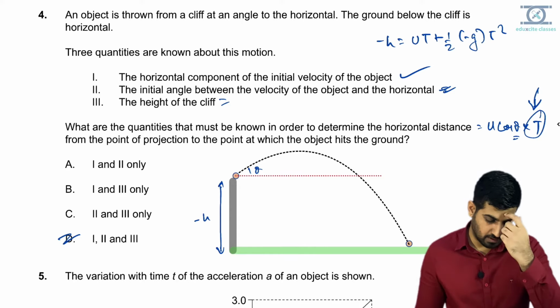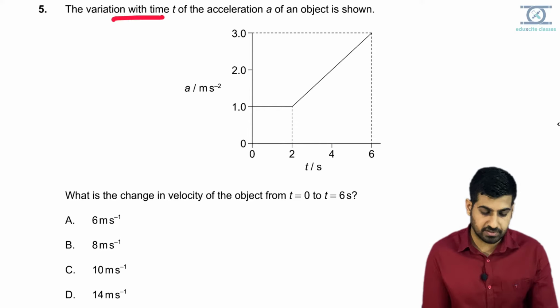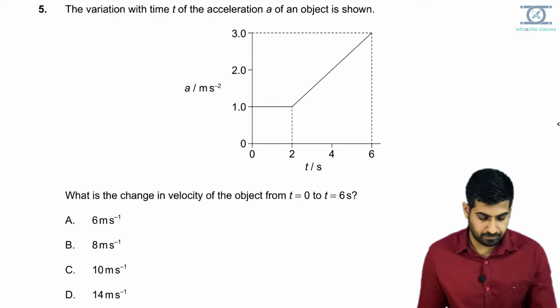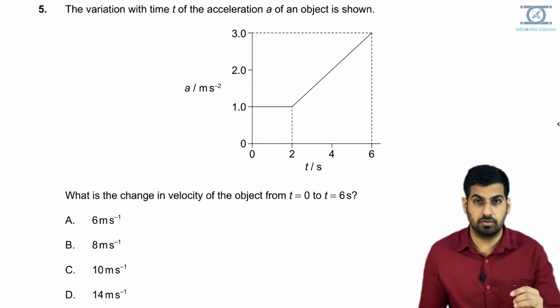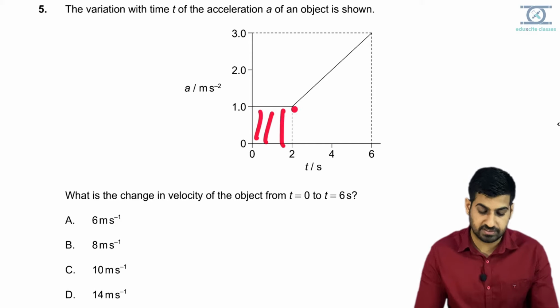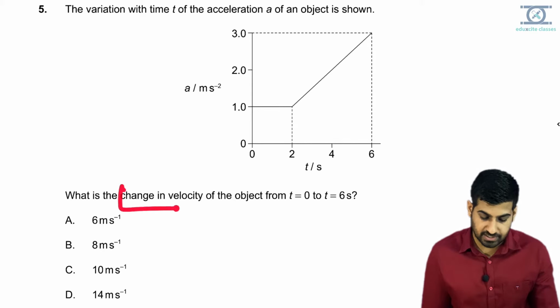Okay. Now the question number 5. The variation with time t of the acceleration is shown. What is the change in velocity from 0 to 6? So this is an acceleration versus time graph, and we know that the area under the acceleration versus time graph will give us the change in velocity.